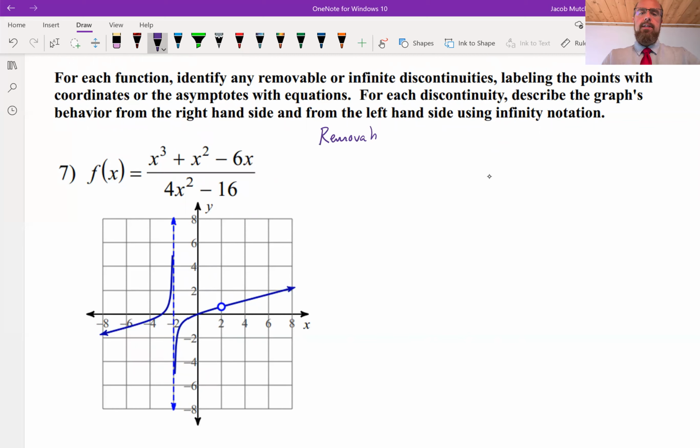And the nice thing is that our approach, our strategies are the same. For removable discontinuities, we are going to factor any polynomial in the denominator or the numerator. Factor polynomials. And once we see the factorization, we're looking to see if I have any identical polynomial factors above and below that can cancel. So we'll jump into that.